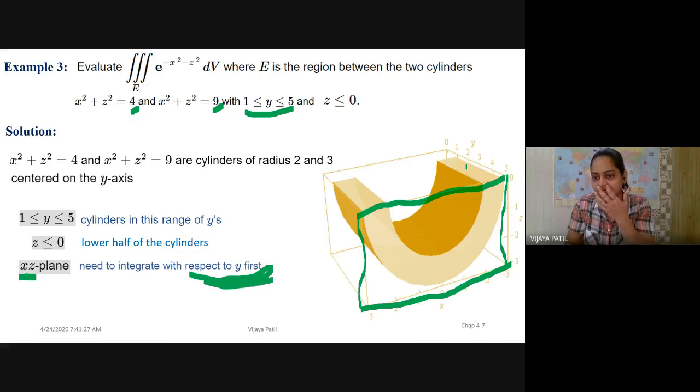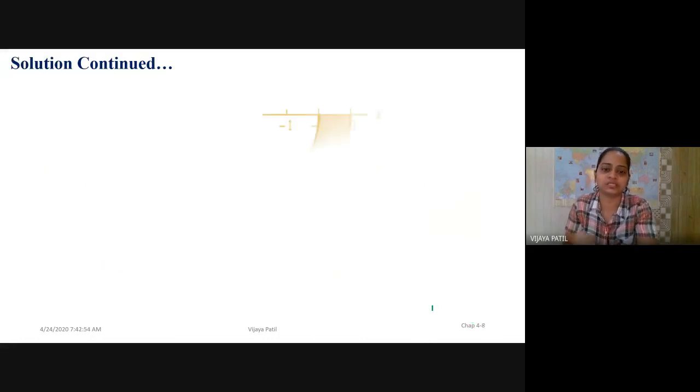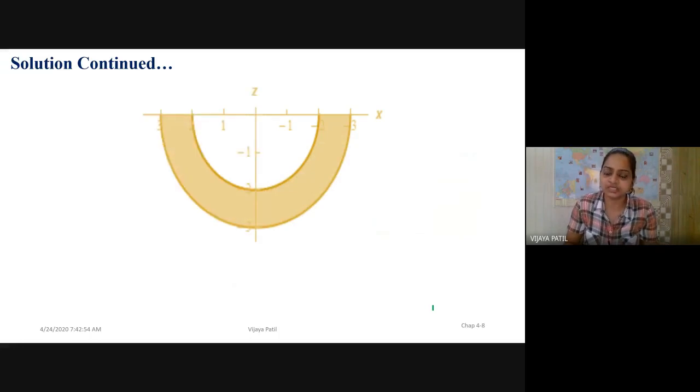Now this is my y-axis. If I look at the curve from this side, from the y-axis, that means I'm going above the curve and looking at it from here. How will the curve look? The curve will look like this: two concentric circles with the origin as the center and 2 and 3 units as the radius.